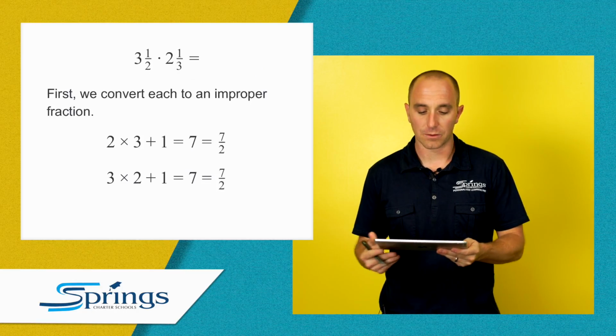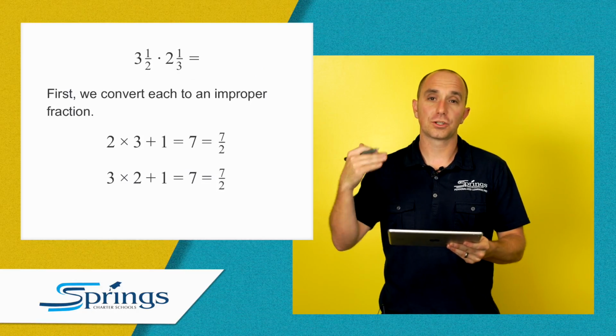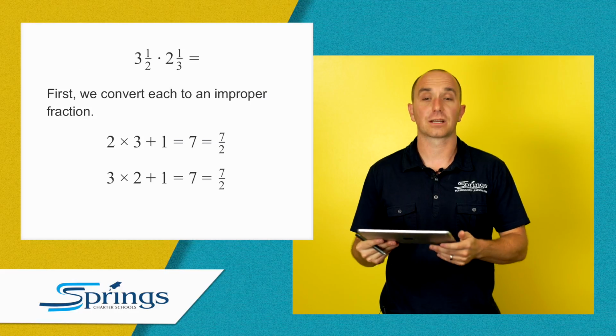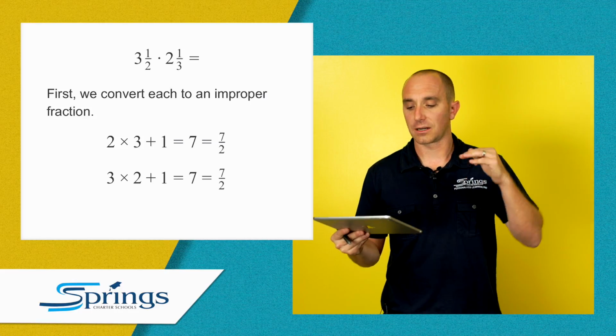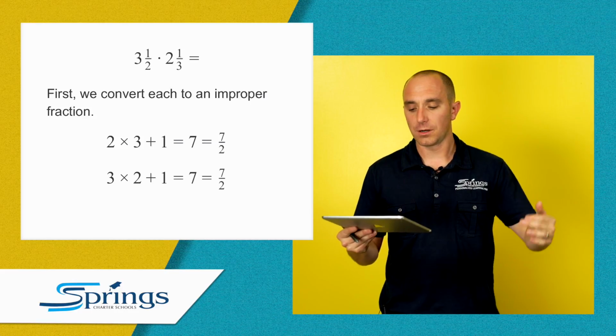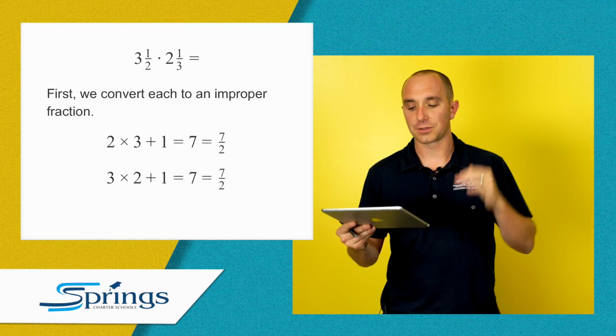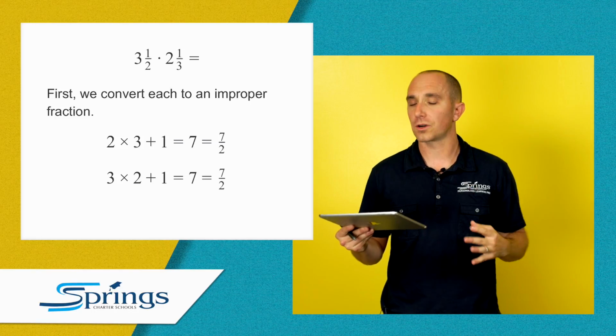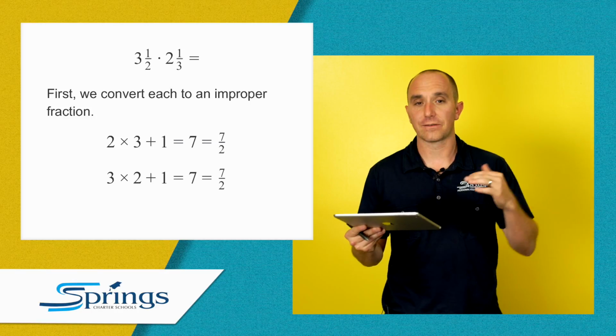All right, so let's take a look at one. We have 3 1/2 times 2 1/3. All right, so first we're going to convert to improper fractions. We take our denominator times our whole number plus our numerator. So we have 2 times 3 plus 1 is 7, all over our denominator of 2. So we have 7 halves.